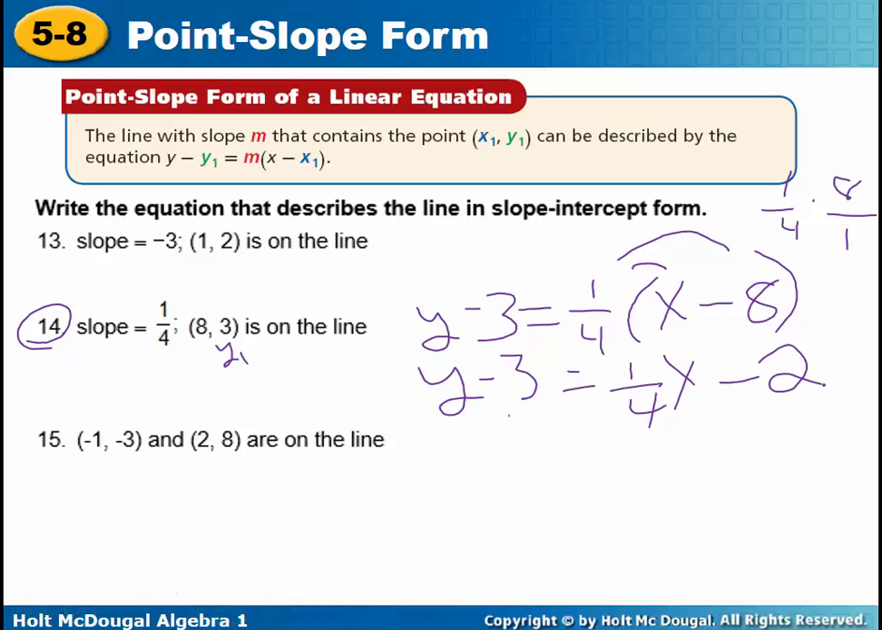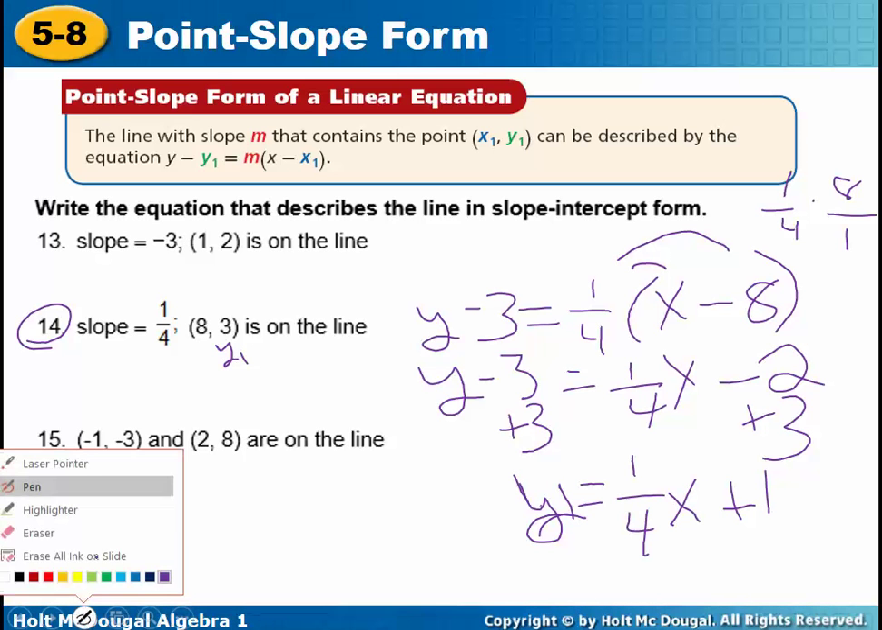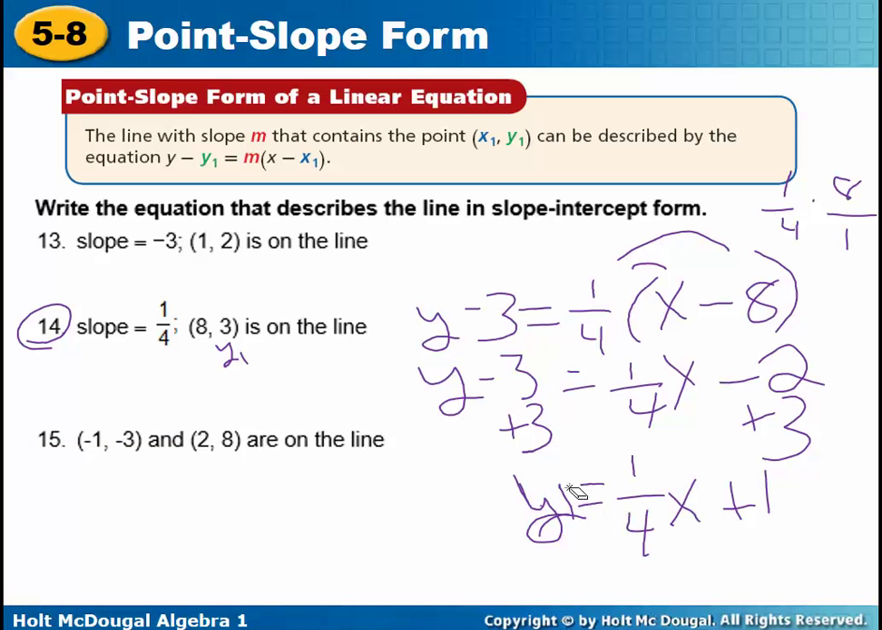And then the last step is to add 3 to both sides. So y will equal 1/4 x plus 1. And that is your equation written in slope-intercept form. Erase that weird looking one there. And then that's it. That's how you would leave your answer.